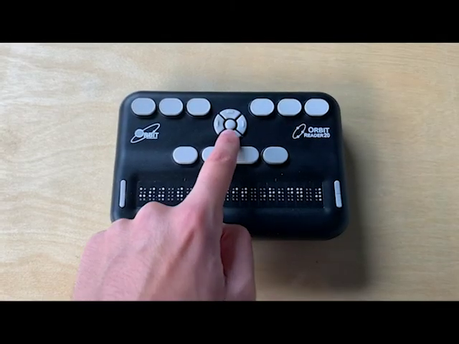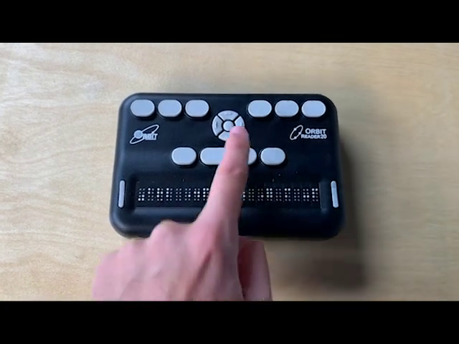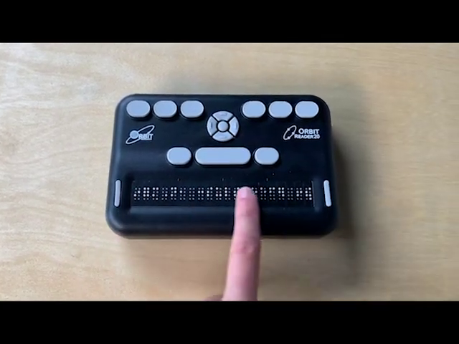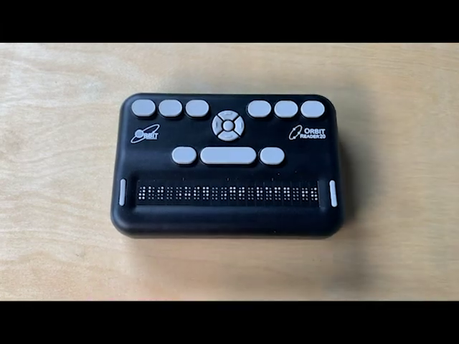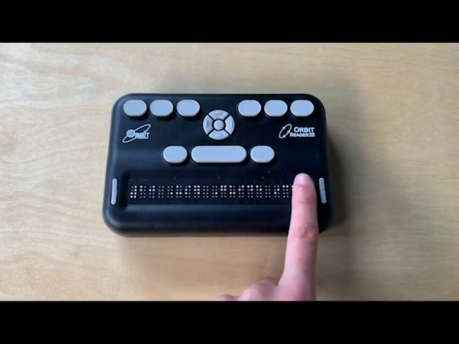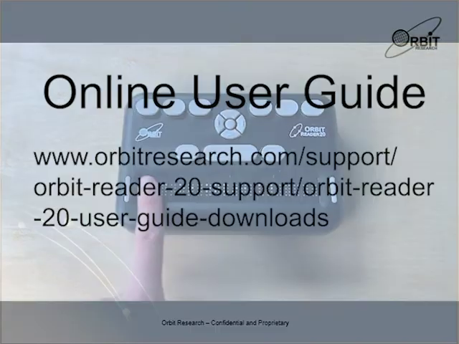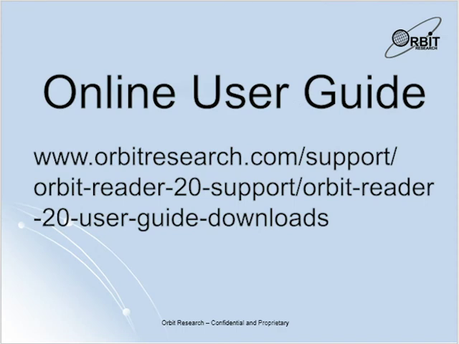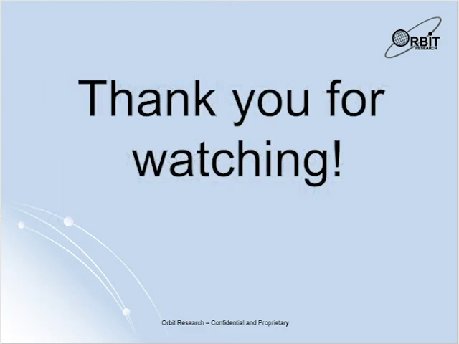Many of these menu items can be changed to fit you and how you prefer to use your Orbit Reader 20. For more information on any of the menu items previously mentioned, please check out the online user guide at www.orbit-reader-20-support/orbit-reader-20-user-guide-downloads.